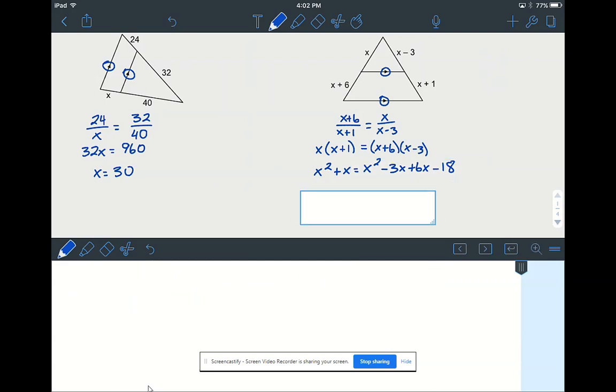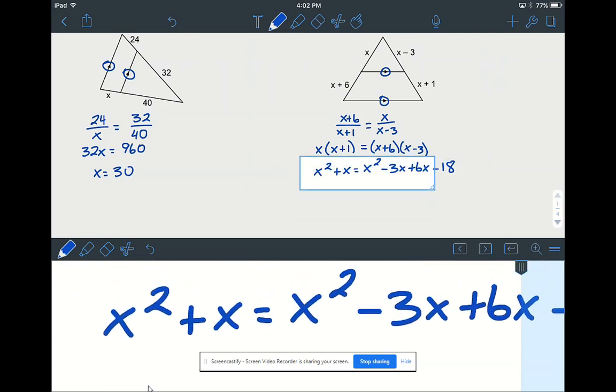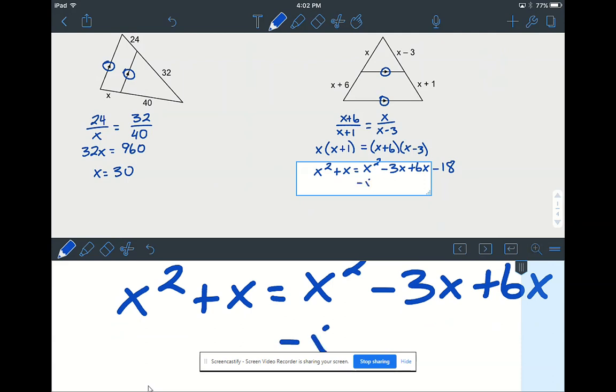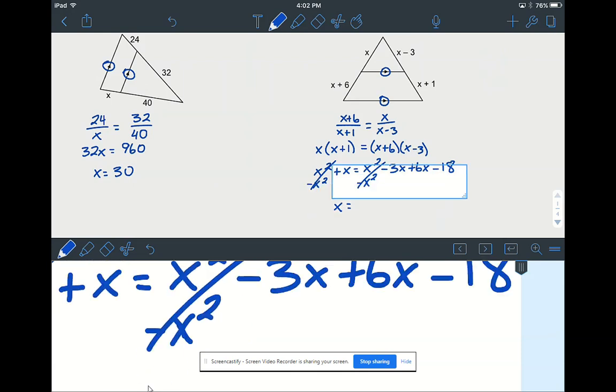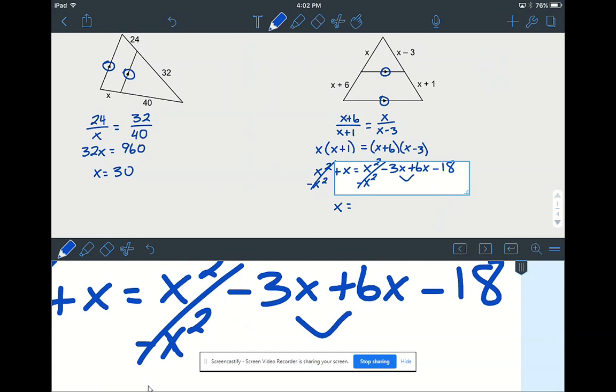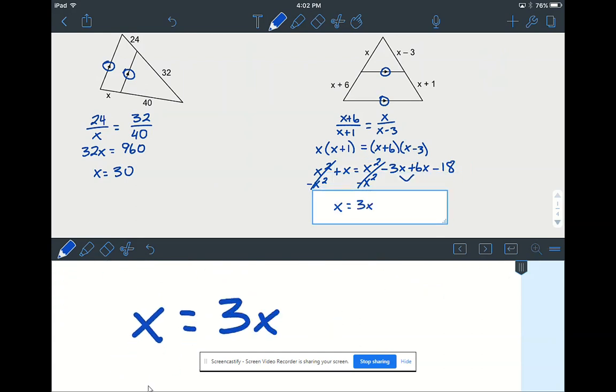So then once you have that, you are going to solve. So I always start with your biggest exponents, so your x squareds. So I'm going to try and get rid of those or move them together. So I'm going to subtract the x squared, subtract the x squared. What happens? They cancel. So you're going to be left with x equals, and then I'm going to go ahead and put these two together here. So that's going to give me a 3x minus 18.